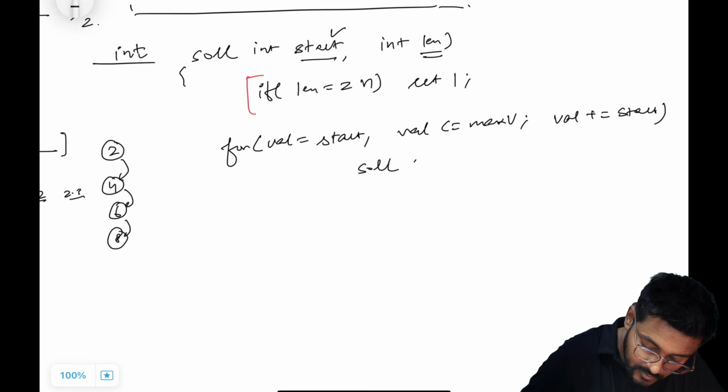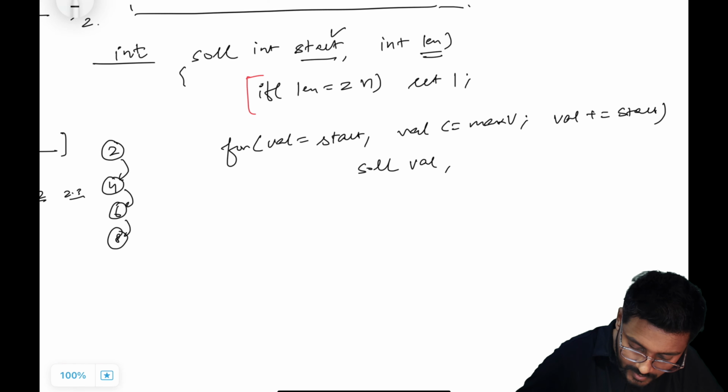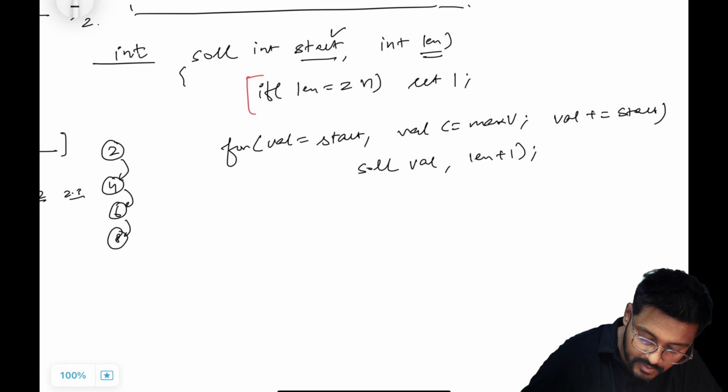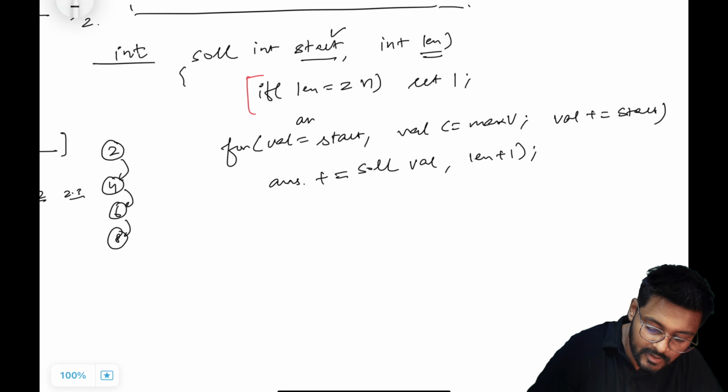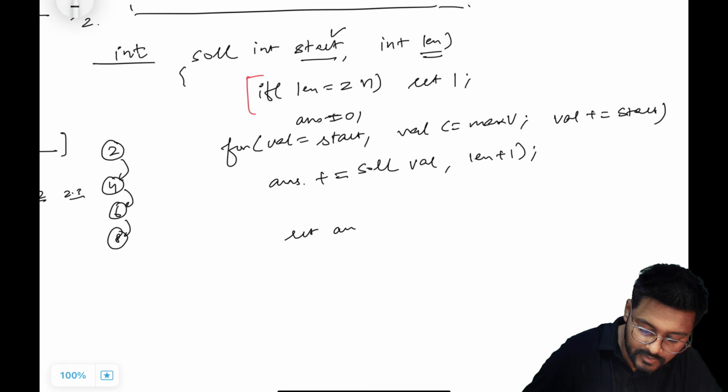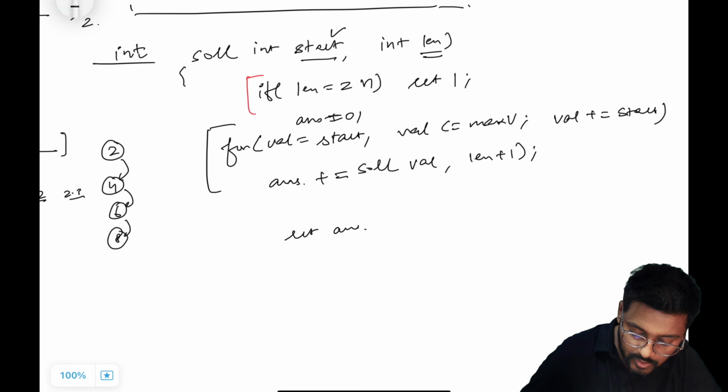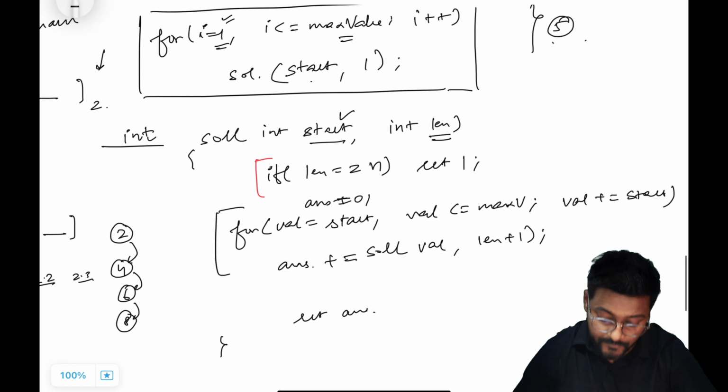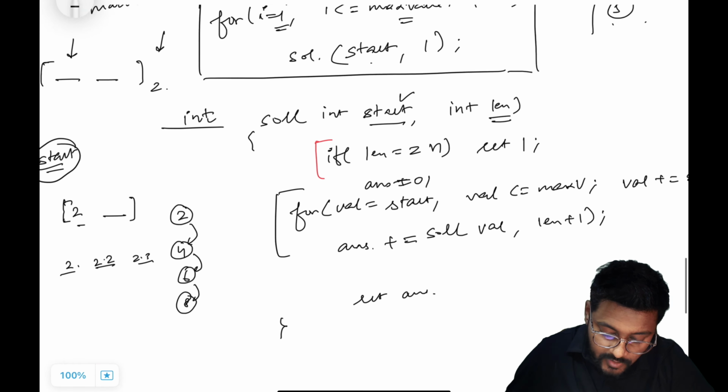Now the solution of value as the starting position, and the length is incremented by 1, and whatever answer it is going to return is going to be captured in the answer variable. Answer variable initially is 0. In the end I can return answer. So I am able to capture all the ideal subarrays. So this is the code we can write.